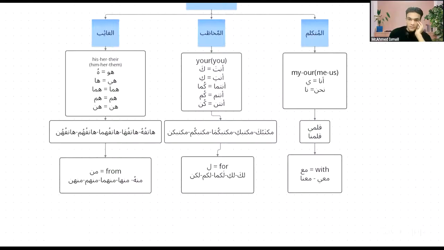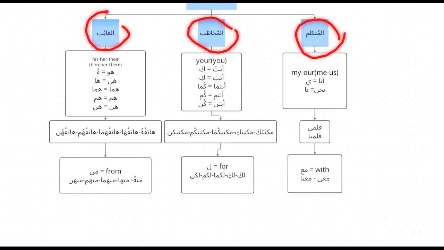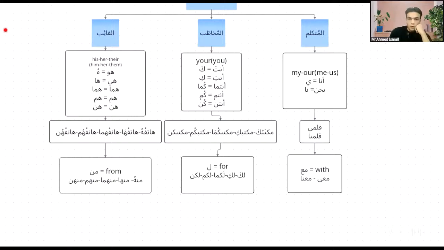The first type is المتكلم, المخاطب, and الغائب. So المتكلم in Arabic means the speaker. So أنا متكلم. المخاطب is the listener, the person that I'm speaking with. So أنت مخاطب. So if I'm speaking now with أخ فاروق, I will say أنت because he's مخاطب.